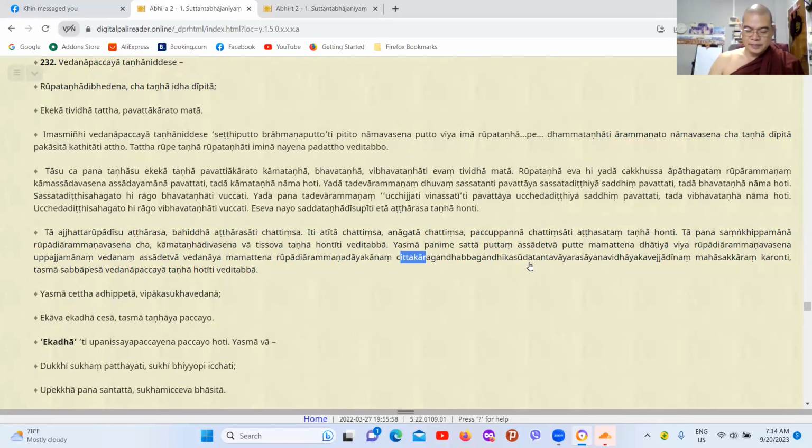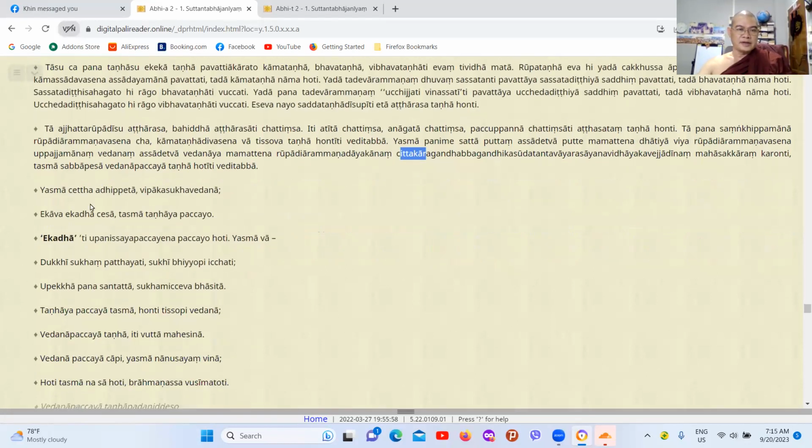Tasma sabhabi esa vedana pacchadana. All these vedana, 108 kinds of vedana. Due to one of these vedana, dana arises there. So dana arises due to all kinds of vedana. So we are through here.